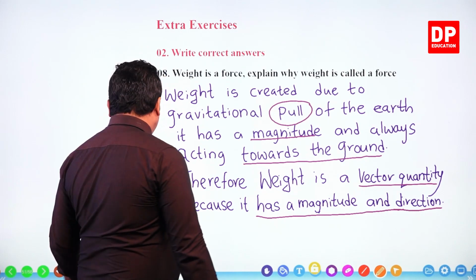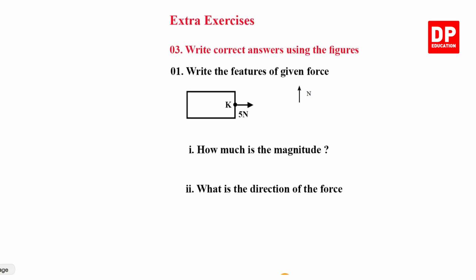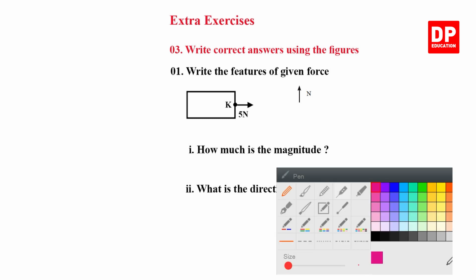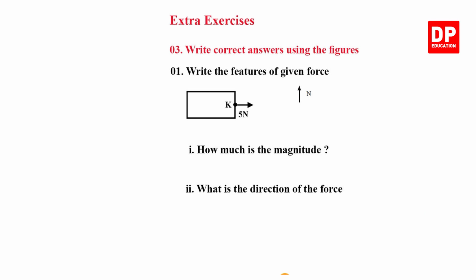Right. Then the next question. Write the features of the given force. Question number 3. You have to write down the features of the given force. First feature, how much is the magnitude? Magnitude is printed here. It's really simple, my dear children. 5 Newton is the magnitude.